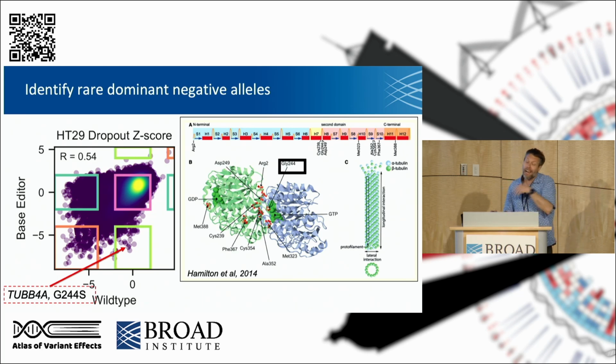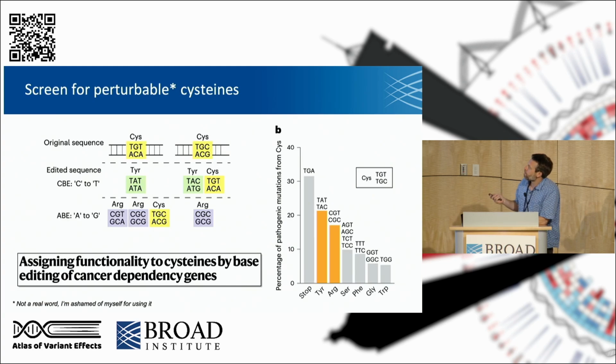And I think there's a lot you can learn from dominant negative alleles. They're rare, and so finding them in patients is really, really hard. But I think this is a way that one could screen for them and find more of them in an unbiased way.